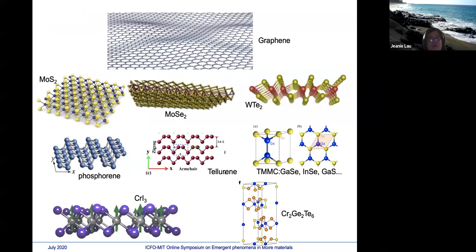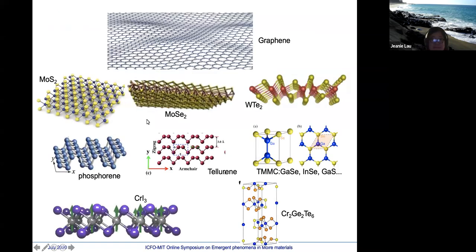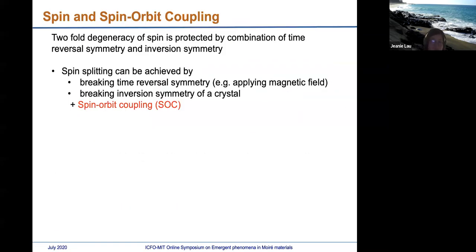We're starting with graphene. Since the isolation of graphene, we now have a whole slew of 2D materials, from semiconductors to superconductors to charge-density waves to ferromagnets, antiferromagnets, etc. But now we actually want to focus on spin-orbit coupling.